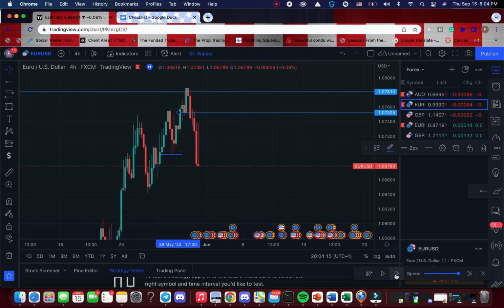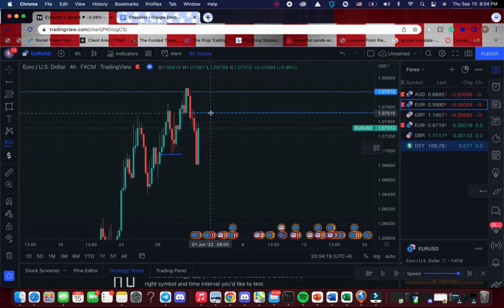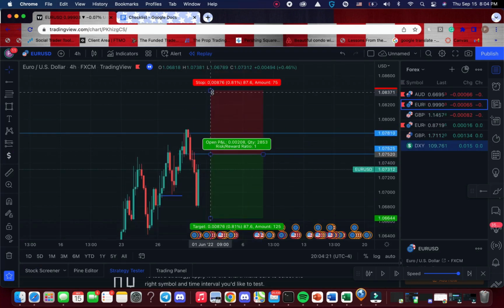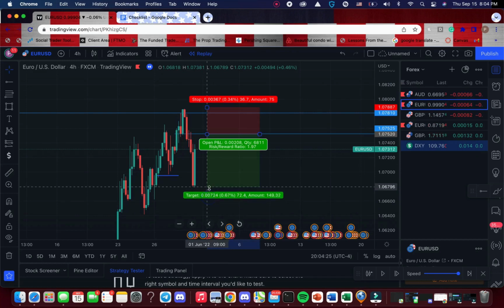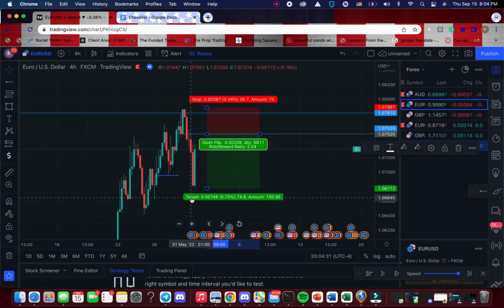As we can see, it took out the low. Now this order block is validated, so we place our entry, stop loss above the high, and I go for 1 to 2. Why 1 to 2? Well, if you go to the psychology section of the course, I explain why I always pick 1 to 2.